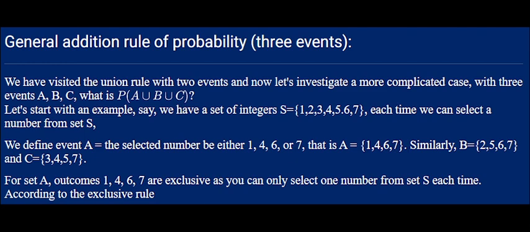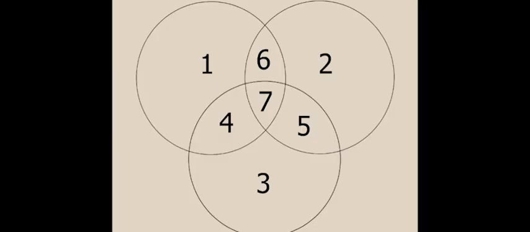So now let's investigate three events, A, B, and C. What is A union B union C? For example, we can start with a set of integers 1, 2, 3, 4, 5, 6, and 7. Each time we can select a number from set S. We define event A, which is the selected number 1, 4, 6, or 7. So set A is 1, 4, 6, or 7. Similarly, B would be 2, 5, 6, or 7, and C, 3, 4, 5, and 7.